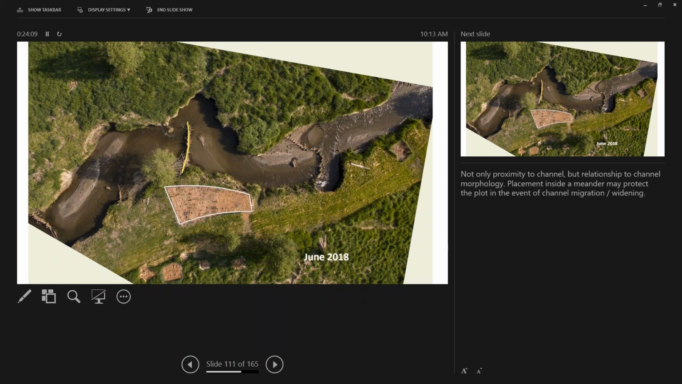You can see what happened in this drone image. There's our BDA. And the stream did come around this bend, and it did blow out on the left bank. And then it's making an S curve, and it's starting to work the right bank over here. But our planting plot is safe on the inside of that meander.